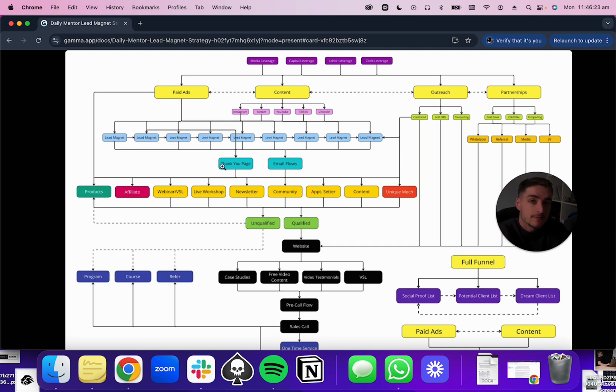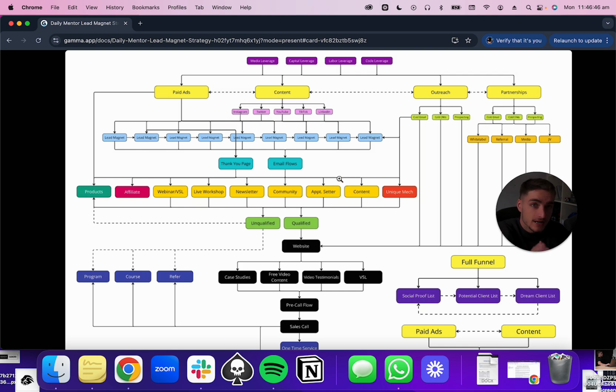As soon as someone becomes a lead, your ability to upsell that lead is determined by your thank you page, your email flows, how good your webinar is, how good your live workshop is, how good your newsletter is. If you have a community, how good is that community? Are appointment setters active in that? Do you have customer success reps in that? Is your appointment setter actually calling the leads? Are they texting the leads? Are they following up for 6 months? Are they building a relationship?